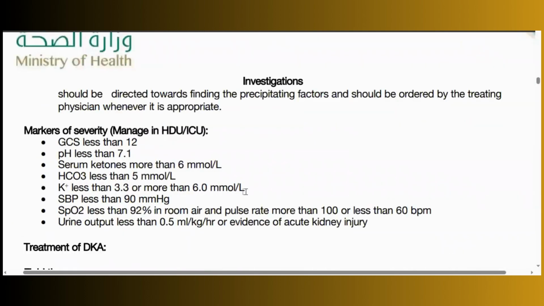Investigation. The investigation should be directed toward finding the precipitating factor and should be ordered by the treating physician whenever it is appropriate.